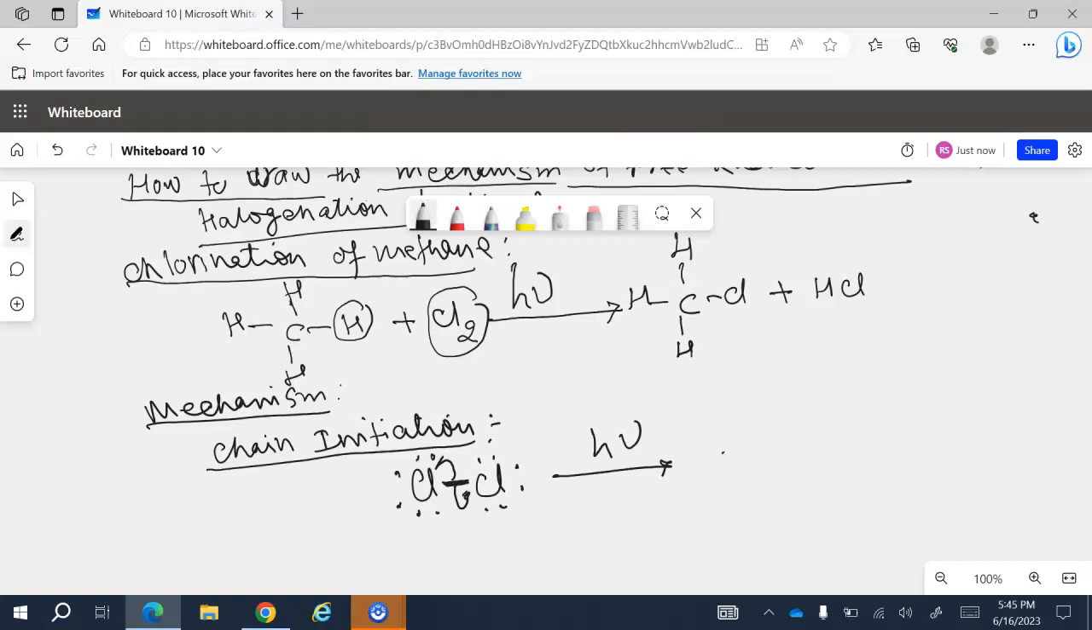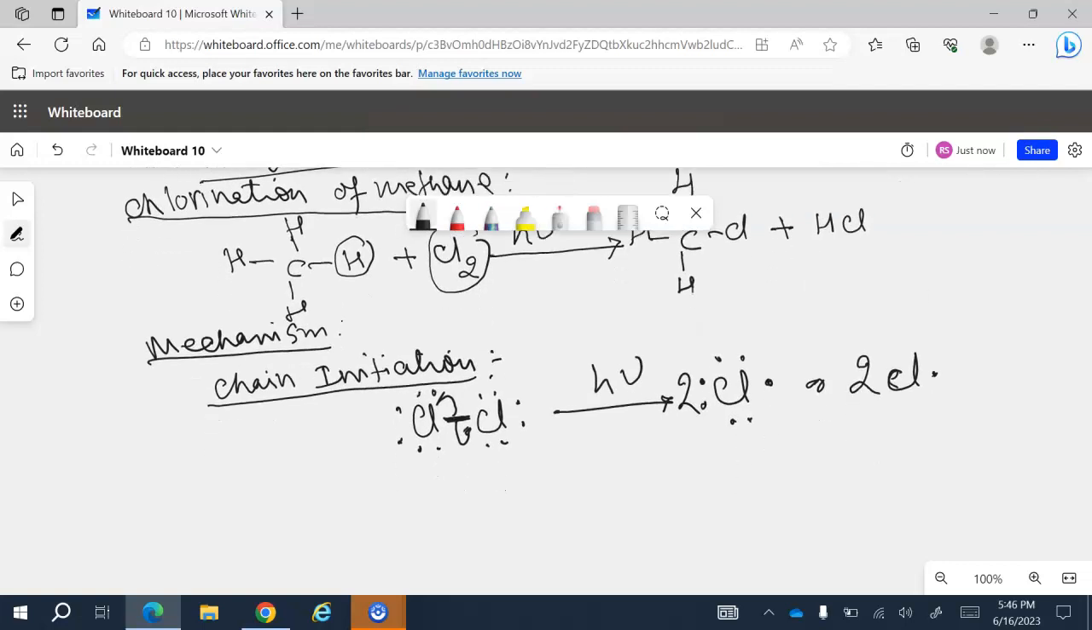So the result is the formation of chlorine radicals. This is an odd electron, and we call that a chlorine radical. Two of these will be generated, and we simply write that as the chlorine radical. This chlorine radical has three other lone pairs, and the odd electron is what makes it a radical. Chlorine free radicals are generated, two of them, and this reaction is called chain initiation.